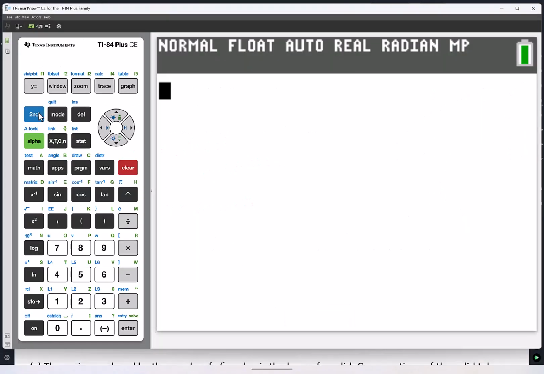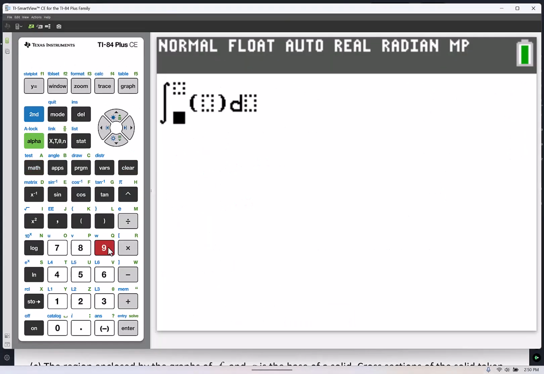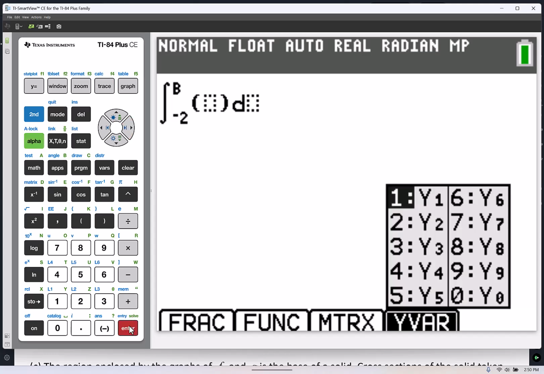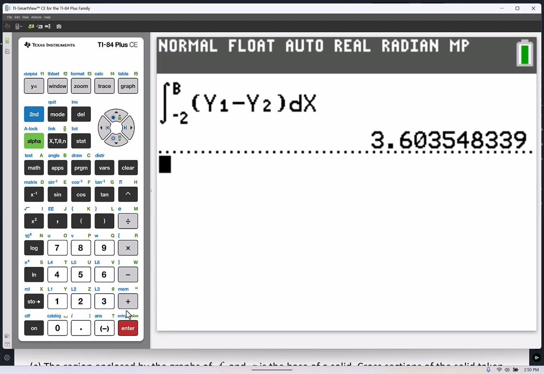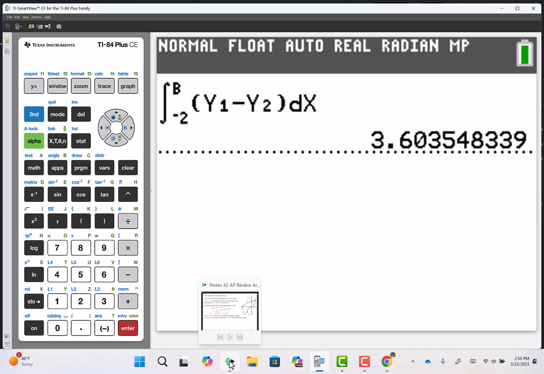I'm going to go home screen. Math 9. -2. Hey, no yawning. Alpha B. Alpha trace y1 minus alpha trace y2. And x. Enter. 3.603 or 3.604. I'm going to say 3.6035.